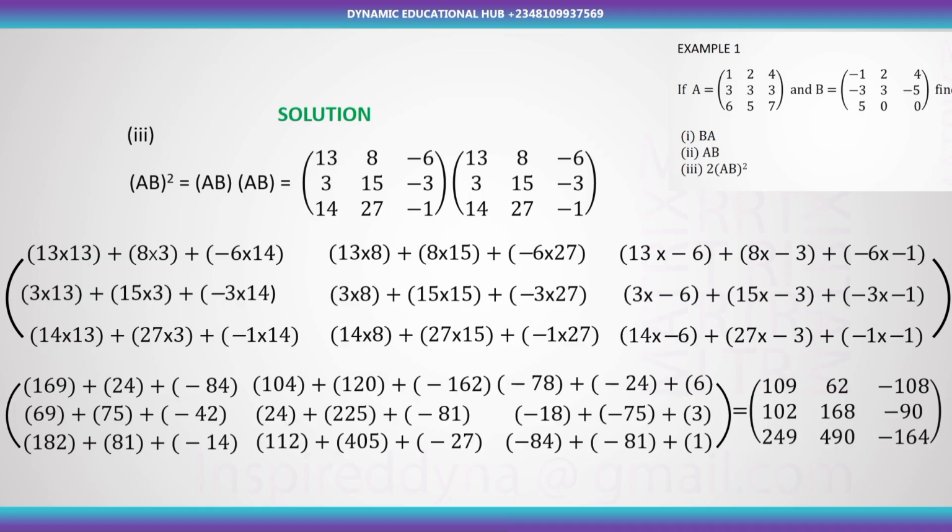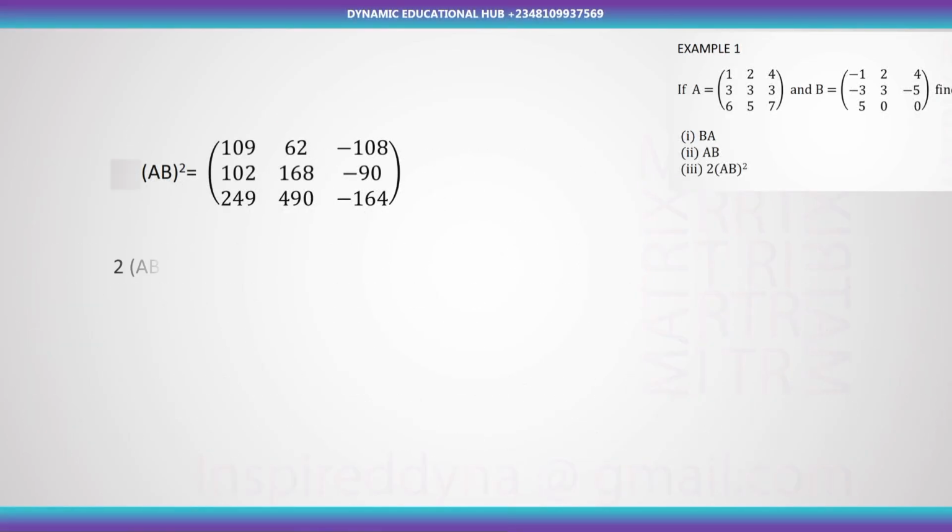Now, this is not our final answer. The question asks us to find 2ab squared. Now, we've seen that this is the value of our ab squared here. Now, the next thing is to find the value of 2ab squared, which is our question. Now, 2ab squared simply means we have 2, then you have your ab squared here. 2 multiplied by this means scalar multiplication.